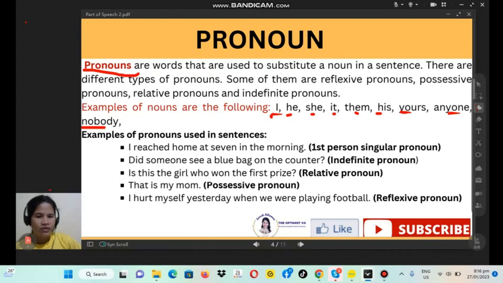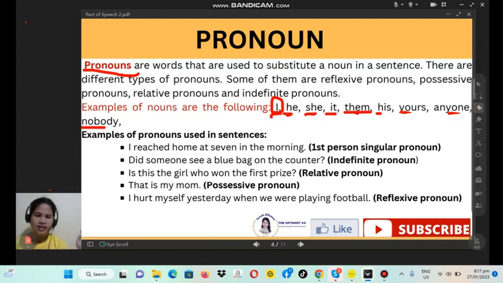So I refers to oneself. He refers to a boy, she refers to a girl, it refers to a thing, then them refers to a group. His is a possessive pronoun for he, and yours. Anyone and nobody are indefinite pronouns.